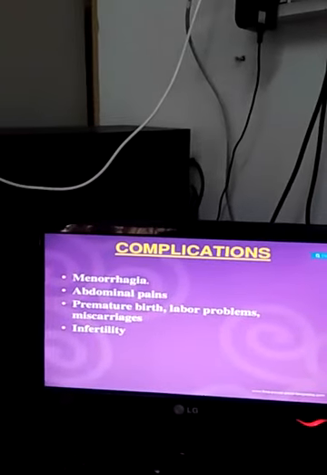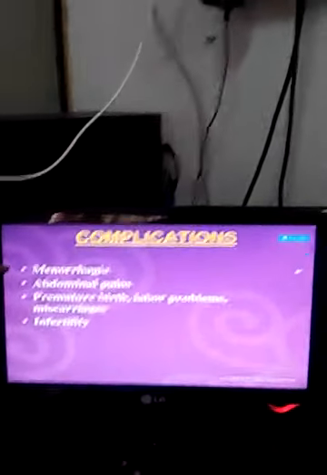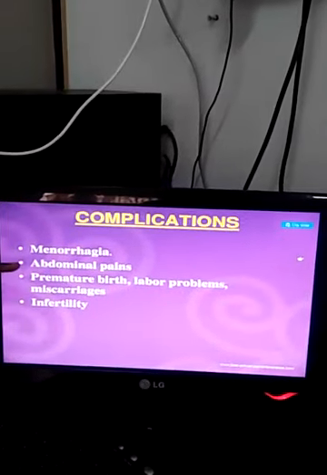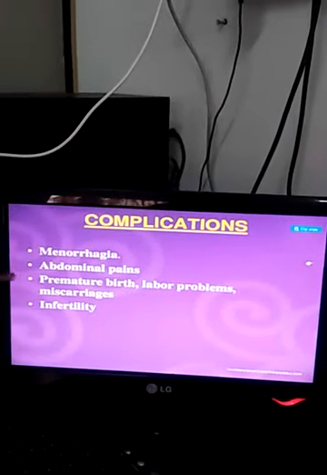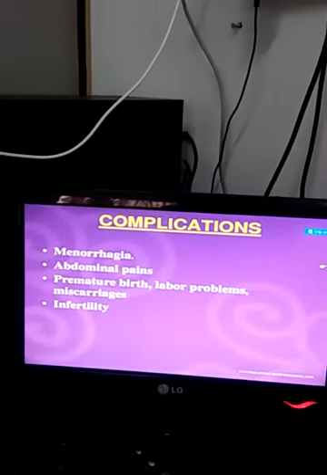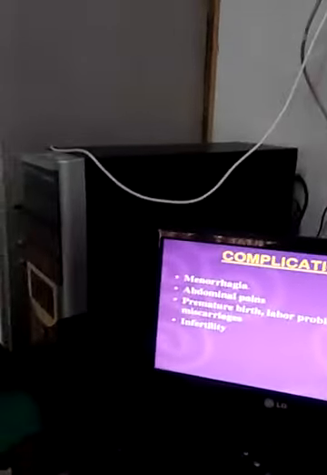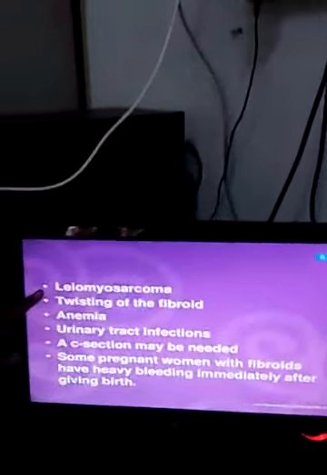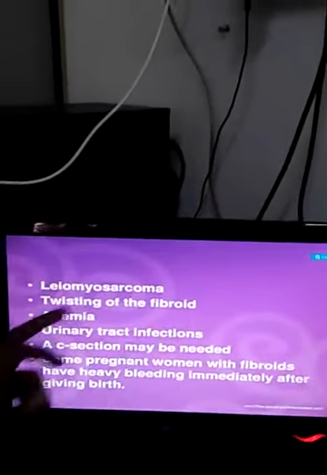Now what are the complications which can take place here: menorrhagia, abdominal pain, premature birth, that is birth taking place before completion of full term. Labor problems can occur if uterine fibroid is present along with pregnancy, so there will be chances of problems during delivery. Miscarriage or abortion can take place. And sometimes there may be difficulty in fertility, that is called infertility. Then another is leiomyosarcoma, which is a malignant condition.